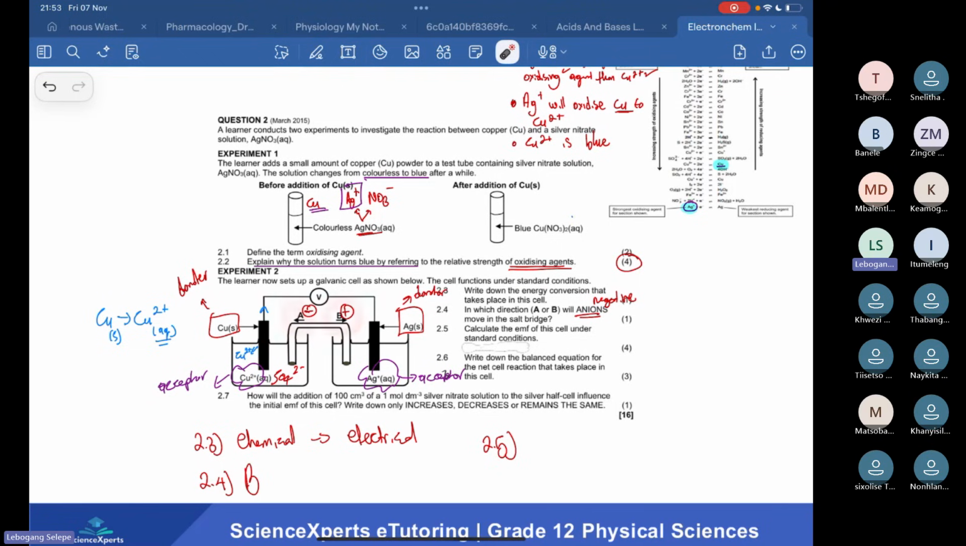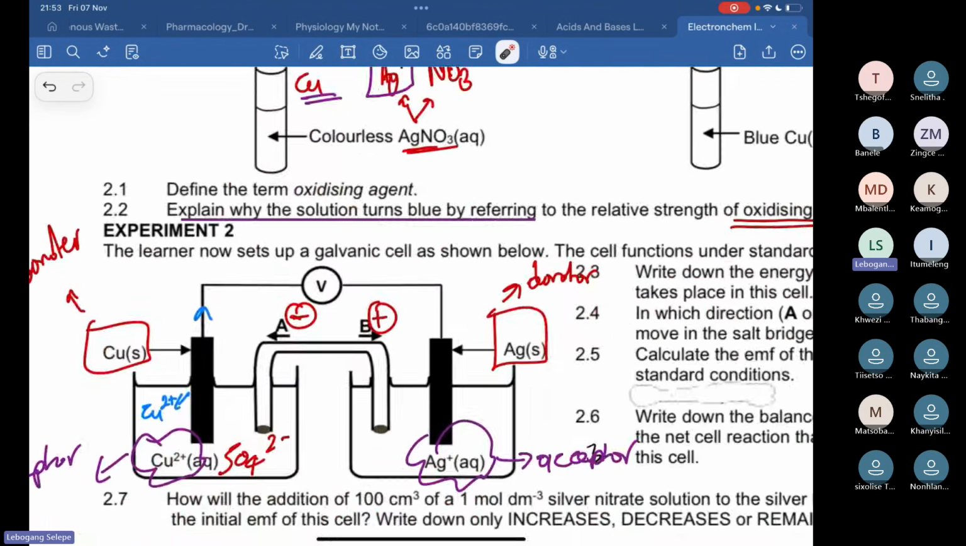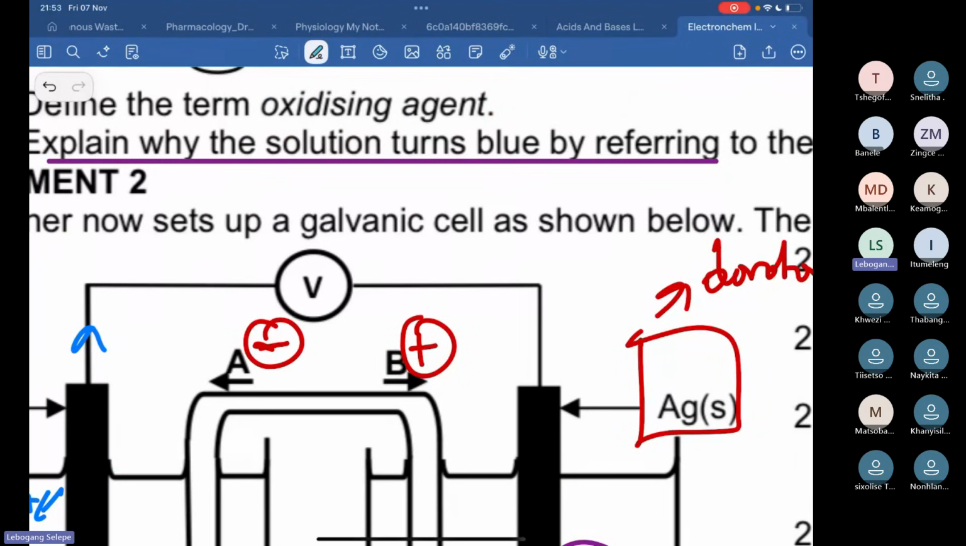Remember, A to B has nothing to do with electrons. A and B are actual solutions. Maybe it can be potassium nitrate. Let's say, for example, as a salt bridge they used potassium and NO3 minus. In this case, if they use potassium nitrate, A would actually be NO3 minus ions and B would be potassium. These are not electrons.